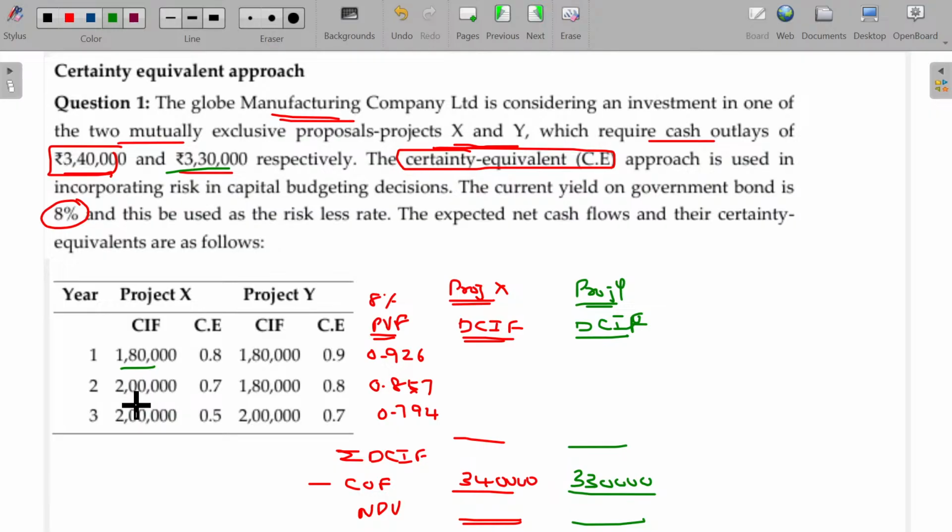If I ask you, the valuer may give you 1,80,000 being the cash inflow. If he tells you 1,80,000 being the cash inflow, immediately I'll ask you, is it guaranteed? No, sir. In the worst scenario, at least you'll get 80%. That is what certainty equivalent is about.